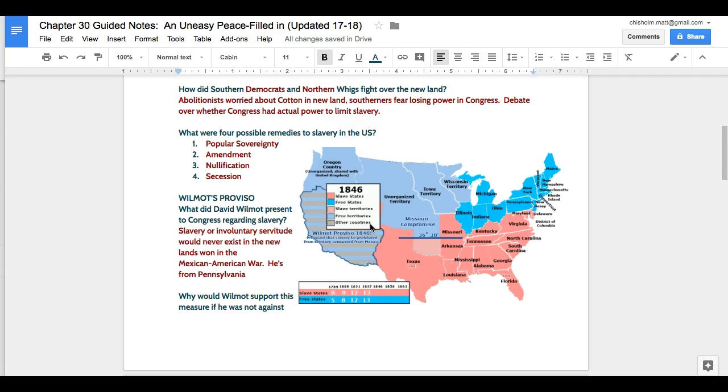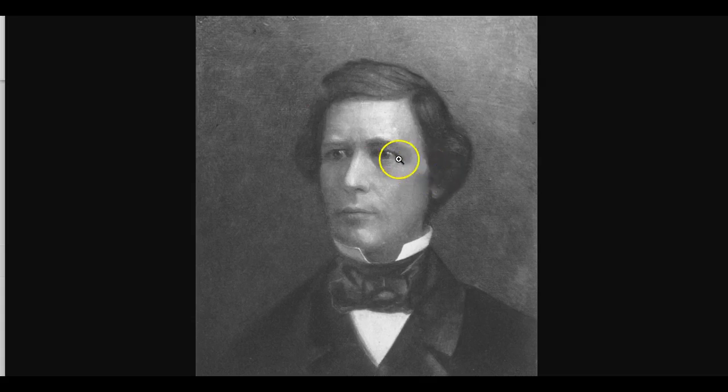Now, let's get into this Wilmot Proviso business. This guy is David Wilmot. Here he is, right here. David Wilmot is from Pennsylvania, and though he's a racist for the time period, he does live in a free state, but he doesn't necessarily care about the plight of the black man in America. He's not an abolitionist, but he does fight against slavery, purely on the grounds that it's spreading the power of the southern states.